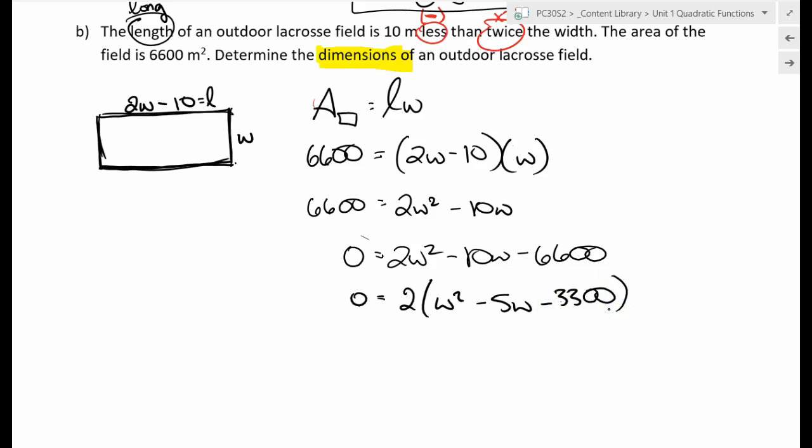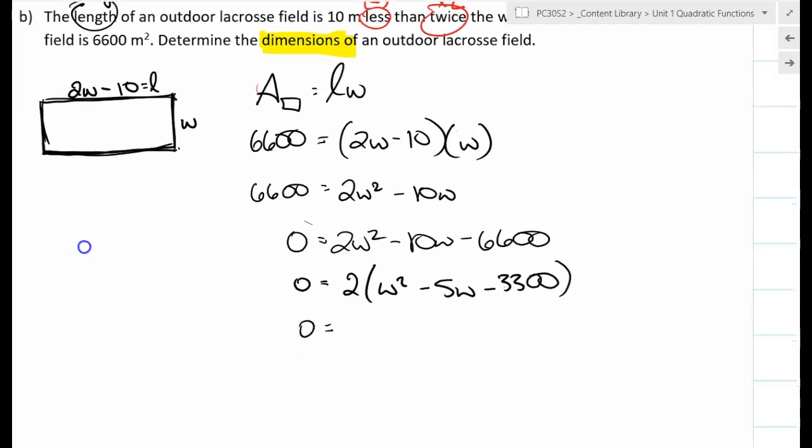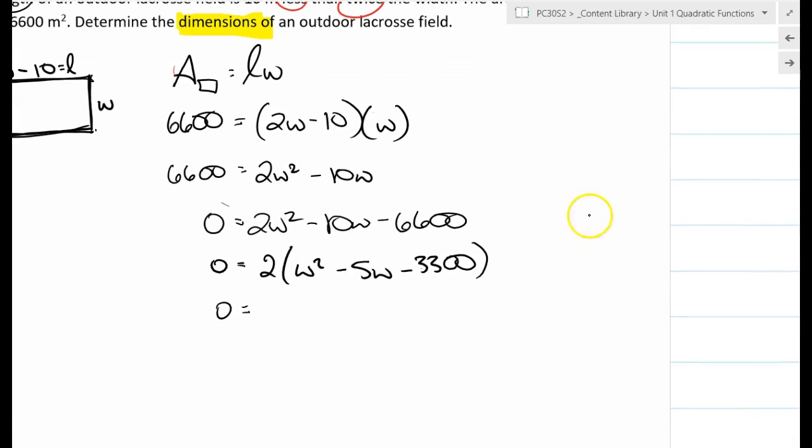3,300 now. Okay, and I'm going to have to figure out some factors of that. Ooh. Okay, so multiplies to give me 3,300. Well, I've got 33 times 100, but that's not close enough to give me a difference of 5. If I can go 66 and 50, well, that's closer. Okay, so give it a shot, see what you can come up with.